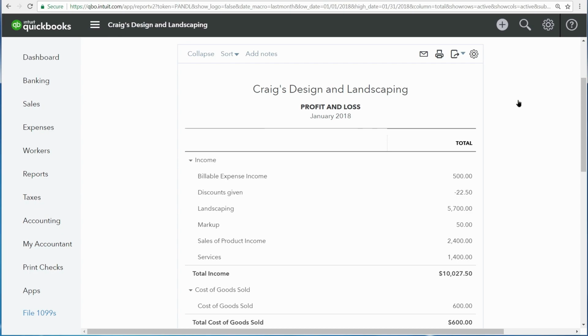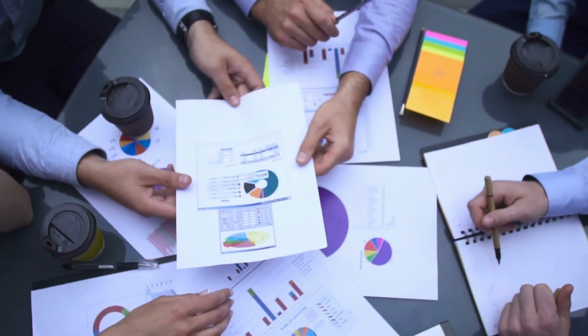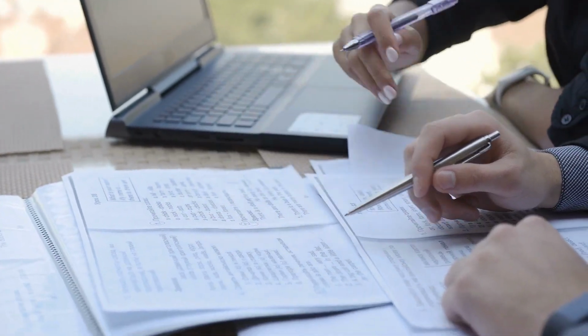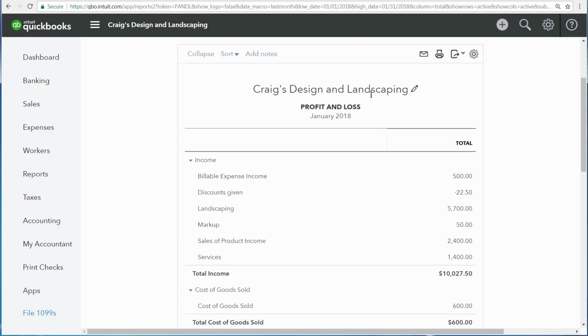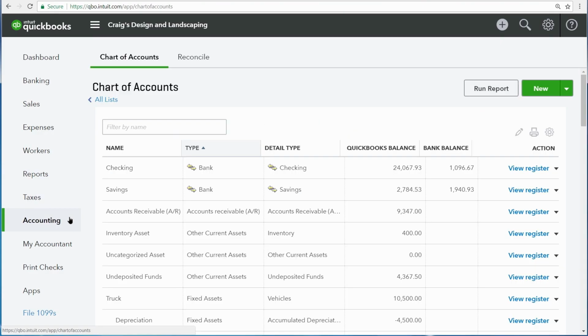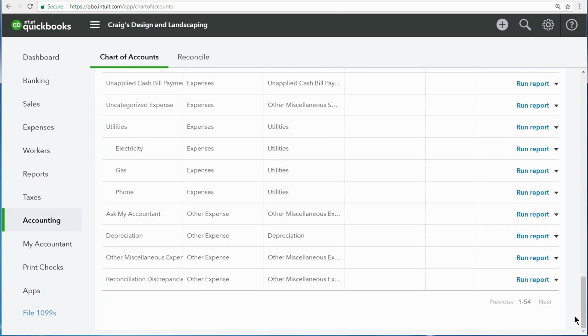It's important to note that QuickBooks does not replace your accountant. It's still important to have one, but it does make working with your accountant a lot easier and more efficient. Many businesses will meet with their accountant every quarter to prepare quarterly payroll forms and simply review information about their business. One thing that many businesses set up is an account on the chart of accounts named Ask My Accountant.